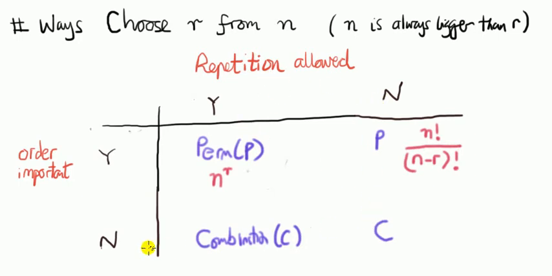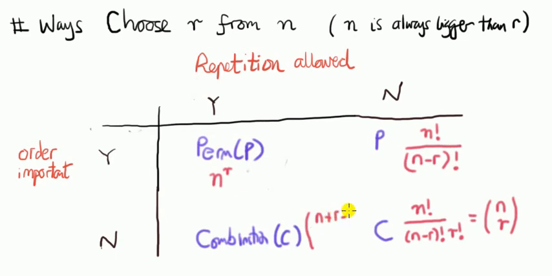Where repetition is not allowed and order is not important, that is a combination, and the formula here is n factorial over (n minus r) factorial times r factorial, which can also be denoted with an open bracket, n and then r below that, like so. I've introduced the notation here because I want to use it for the final case. Repetition is allowed, order is not important. Here the formula is (n plus r minus 1) choose r, like that.